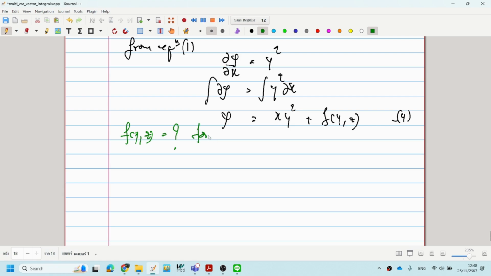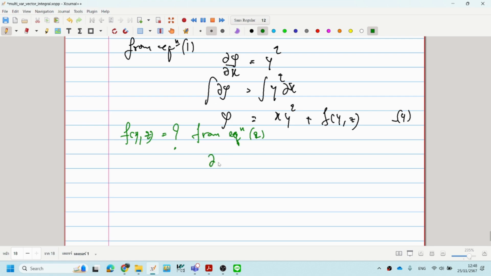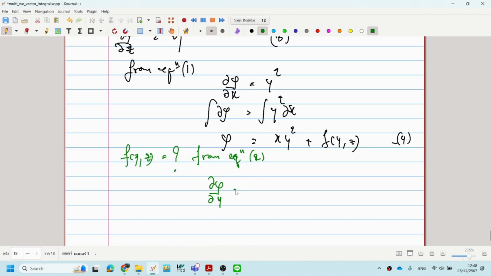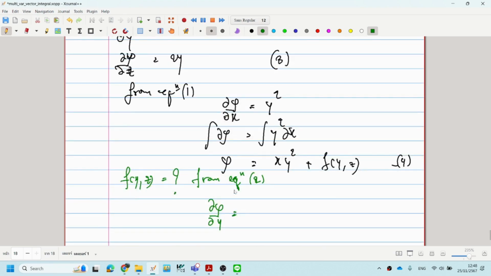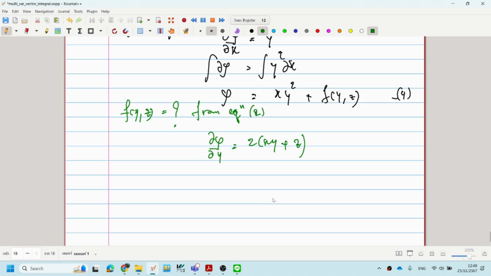From equation number 2. Equation number 2 is ∂φ/∂y equals 2xy plus z. Okay, here, 2xy plus z. And then, okay, it's fine, right? Equation number 4.